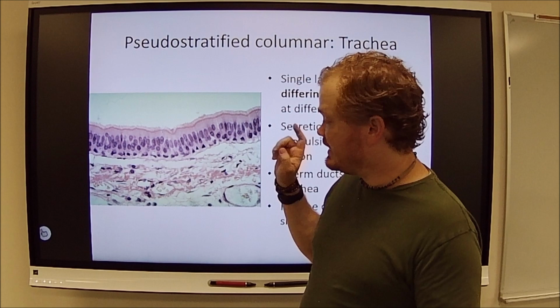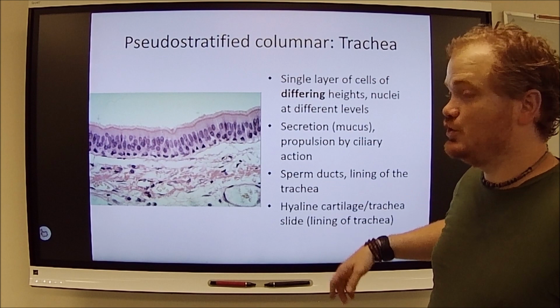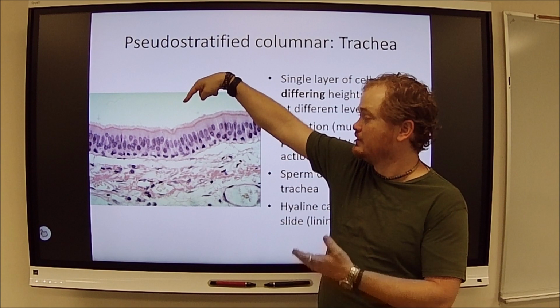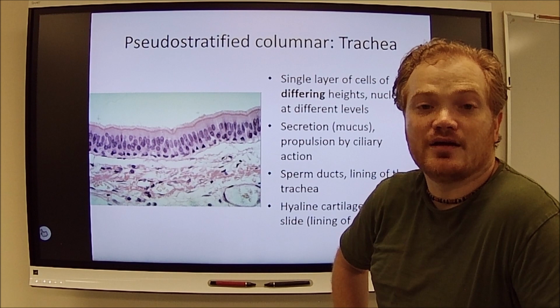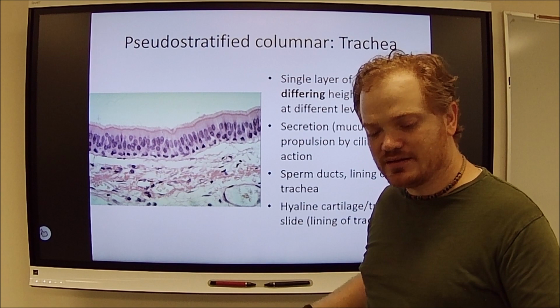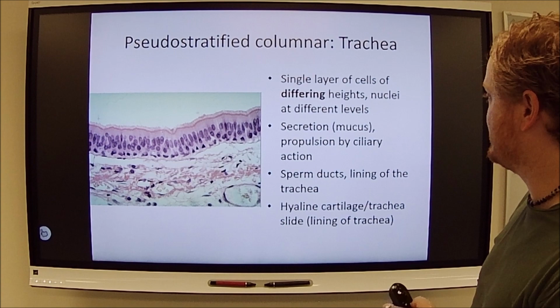The way I would test you on this is I would say, identify the tissue in the slide, pseudostratified. Identify the structures at the end of the pointer, cilia. Question three. Where would you find this in the body? You'd say trachea or tracheal passages, lower respiratory tract, all right? This is the tissue that beats material up and out of your respiratory tract.